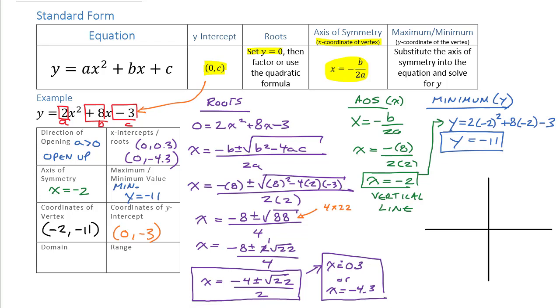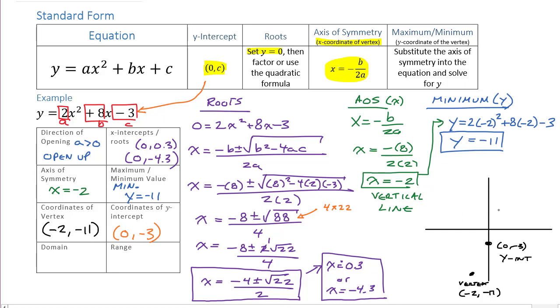Okay, to finish off, I just want to draw a quick rough sketch of this. So let's put all the important information we know on. We know our vertex is at negative 2, negative 11, so I'm just going to say that's kind of over here somewhere. There's my vertex at negative 2, negative 11. We know our y-intercept is at 0, negative 3, so we'll just say that's around there. That's my y-intercept.